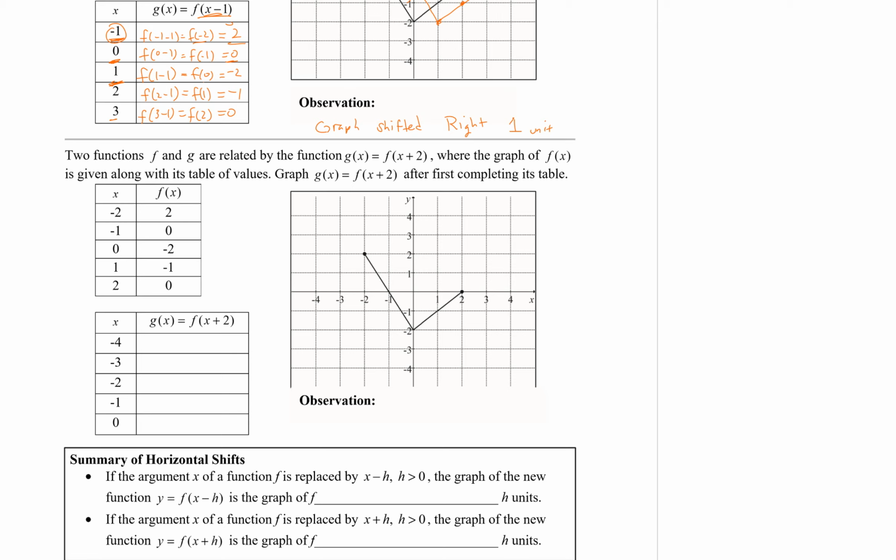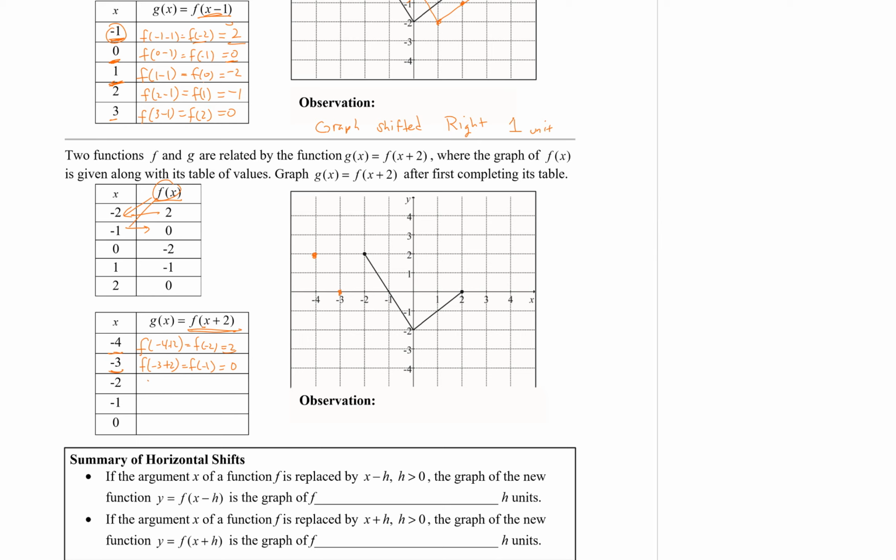So let's try plugging in f of x plus 2. We're going to graph this one. So the original graph is given here. We're going to use this one. So when I plug in negative 4 into this x, it's going to be negative 4 plus 2, which is the same thing as f of negative 2. And f of negative 2 is 2. So when I plug in negative 4, I get 2. Negative 4, 2. When I plug in negative 3 into here, I get f of negative 3 plus 2, which is the same thing as f of negative 1. And then f of negative 1 is 0, right? So when I plug in negative 3, I get 0.